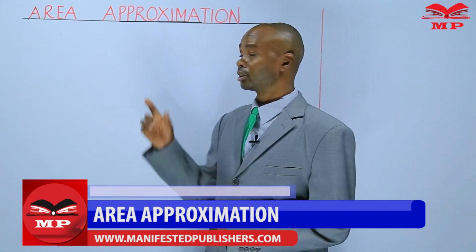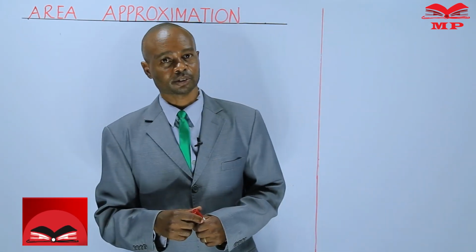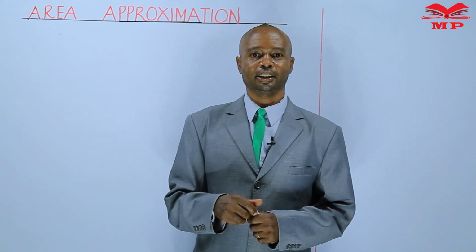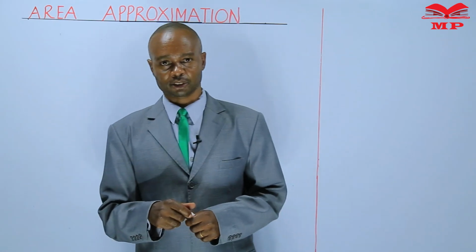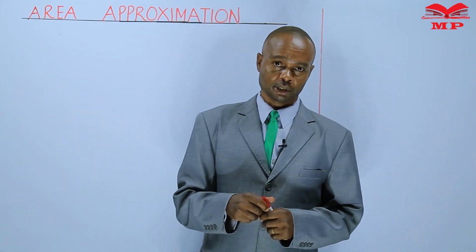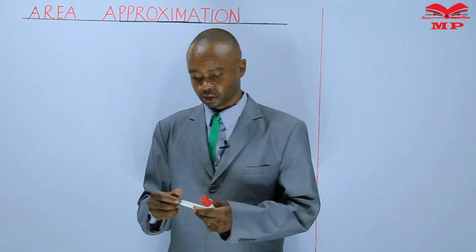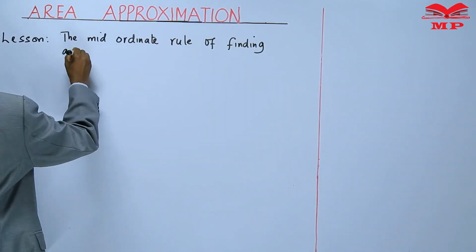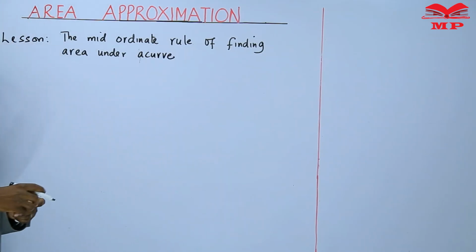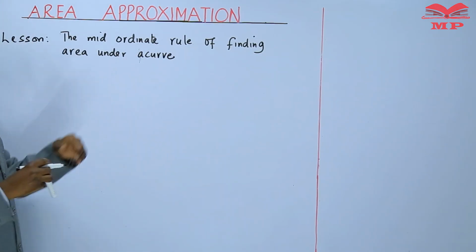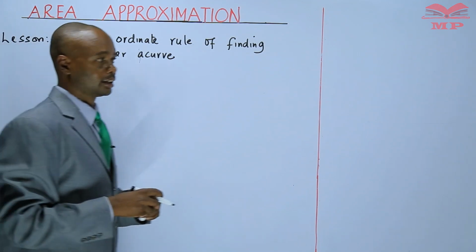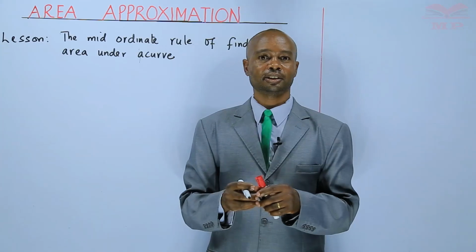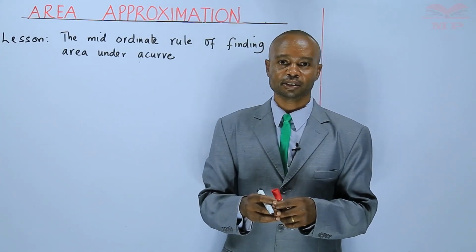We are going to continue with our topic, area and approximation, but today we are going to look at a new method of finding areas under curves, and the method is called the mid-ordinate rule. So we are going to look at the mid-ordinate rule of finding area under a curve, and the objective is to help the learner to calculate areas under curves using the mid-ordinate rule.